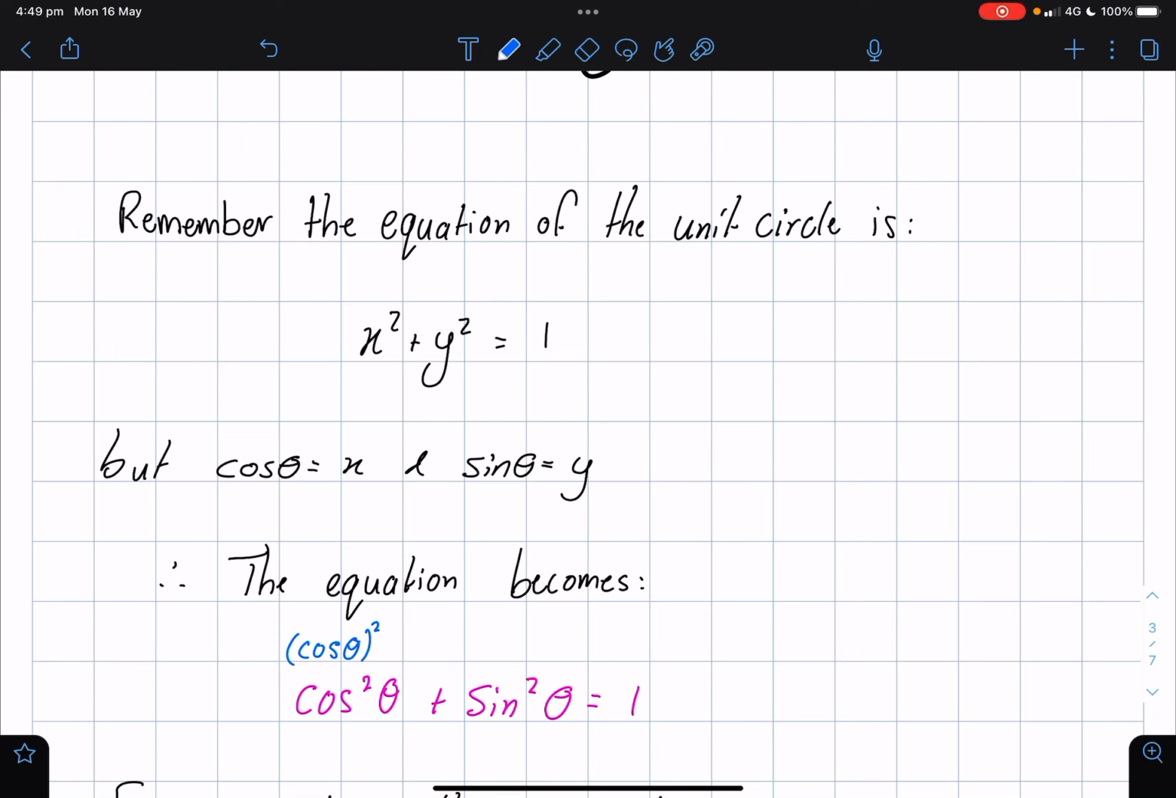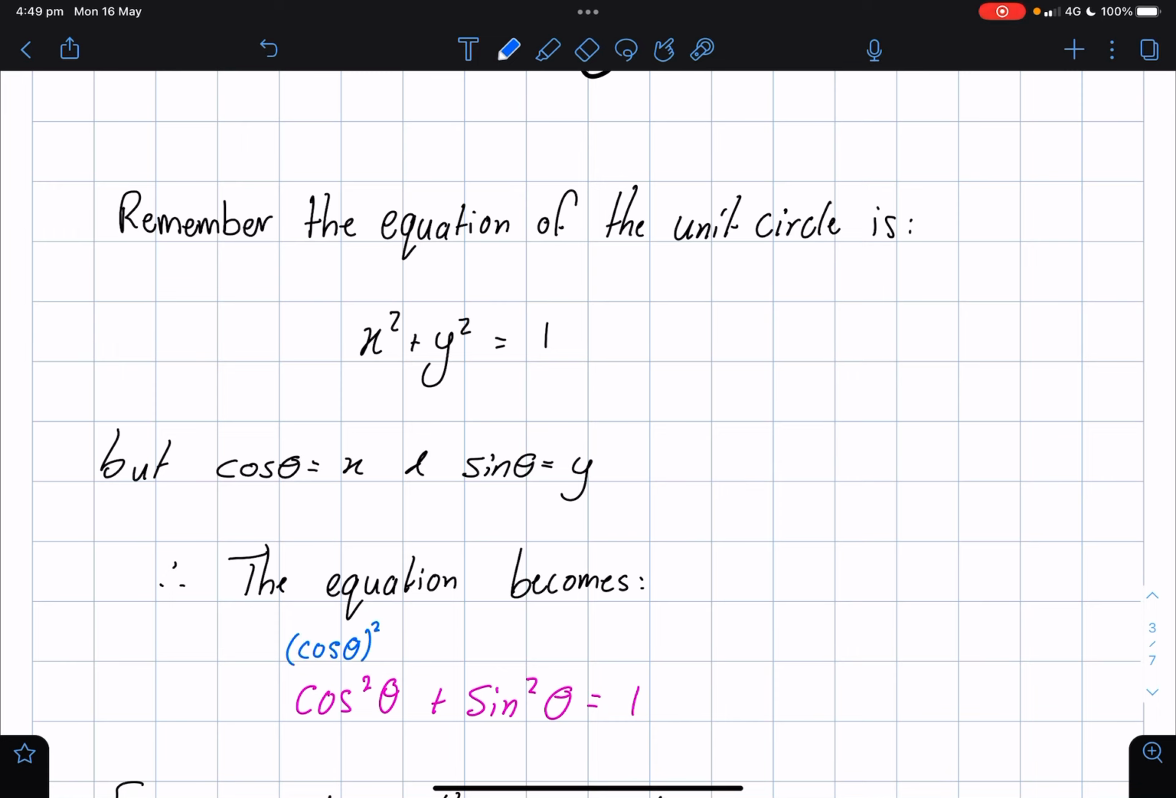So for all points on the unit circle, our domain, so what values our x coordinate can take, range from -1 to 1, and our range, so the values that our y can take, also range from -1 to 1. But again, x is cos theta and y is sine theta. So that means cos theta has to be between -1 and 1, and sine theta also has to be between -1 and 1, all right? So they're our domain and range for cos theta and sine theta.